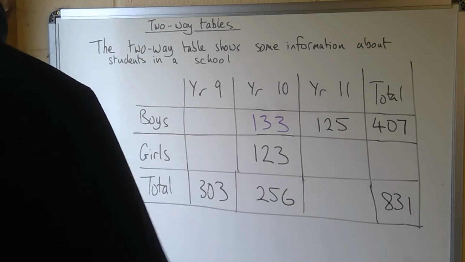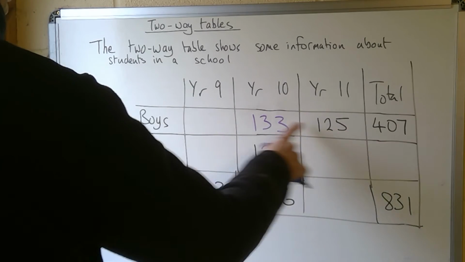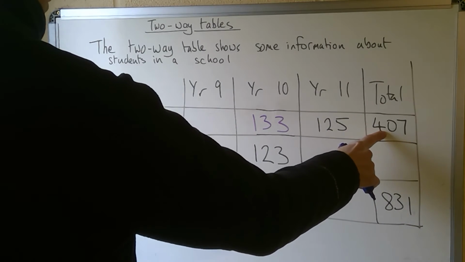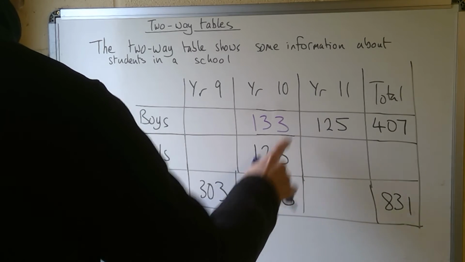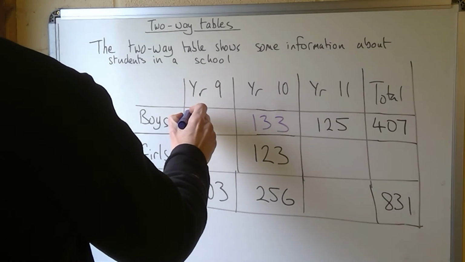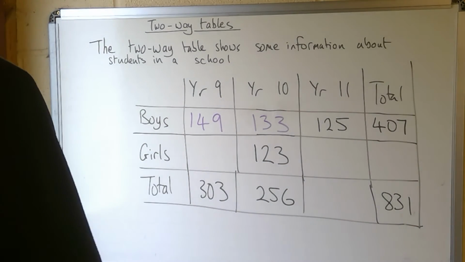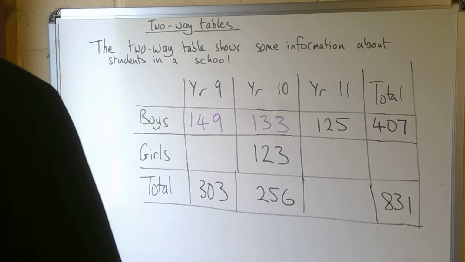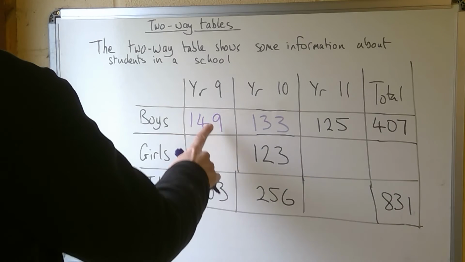These two now go add up to make this. I can now work backwards and look at all the boys. I know there's 407 boys altogether. So if I add these two together, and then subtract that away from 407, I will have 149 boys in year 9. Like I said before, you may have to do some written calculation, or it may be on a calculator question. I can now work this one out.